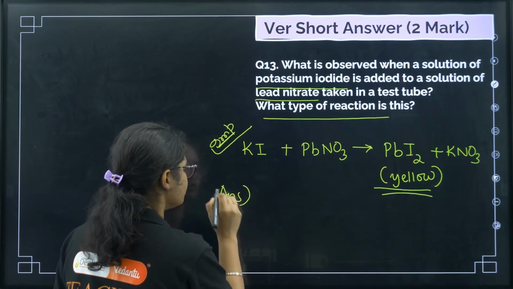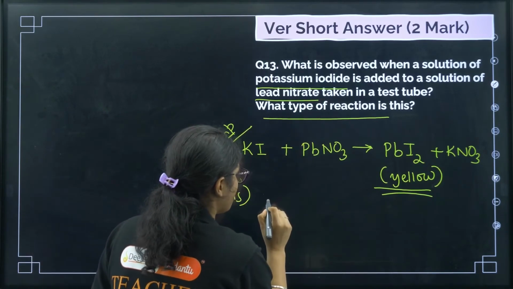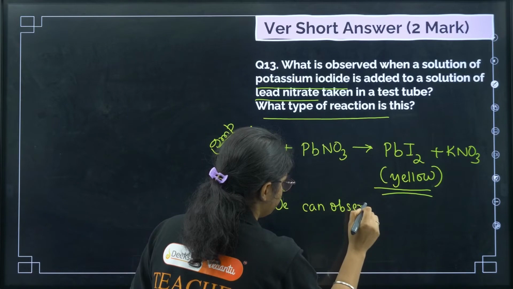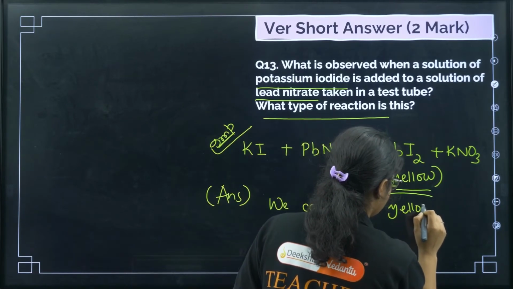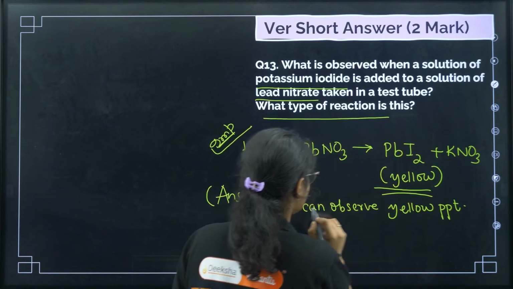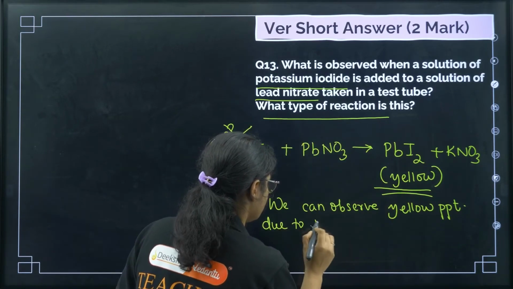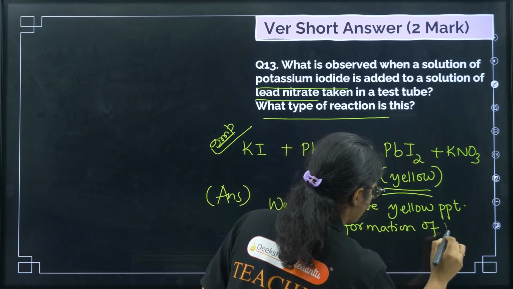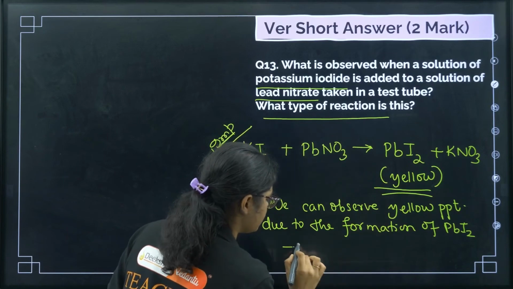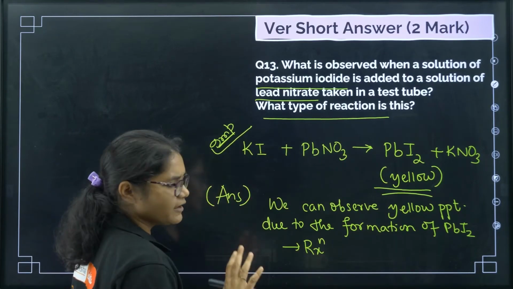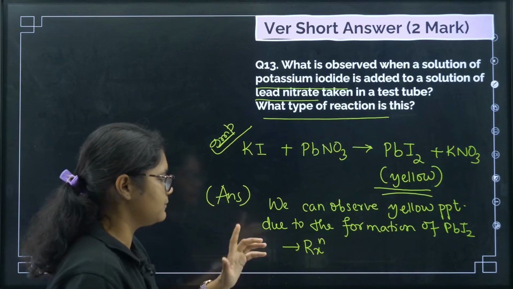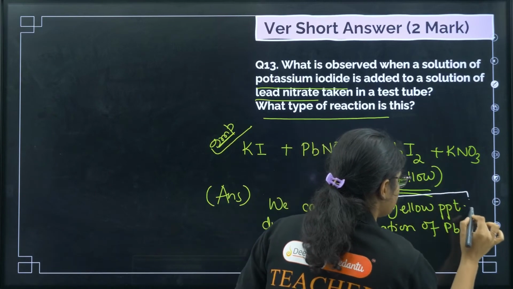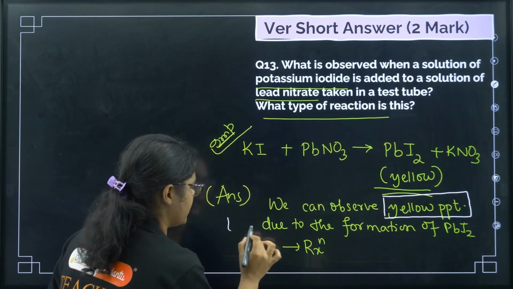You should write what is the observation. You can write: we can observe yellow precipitate due to the formation of lead iodide. After this you need to write the reaction. If you write the reaction, that is fine. If you do not write, that is also fine. But what exactly is the answer? Formation of yellow precipitate. If you write this one, you will get 1 mark.